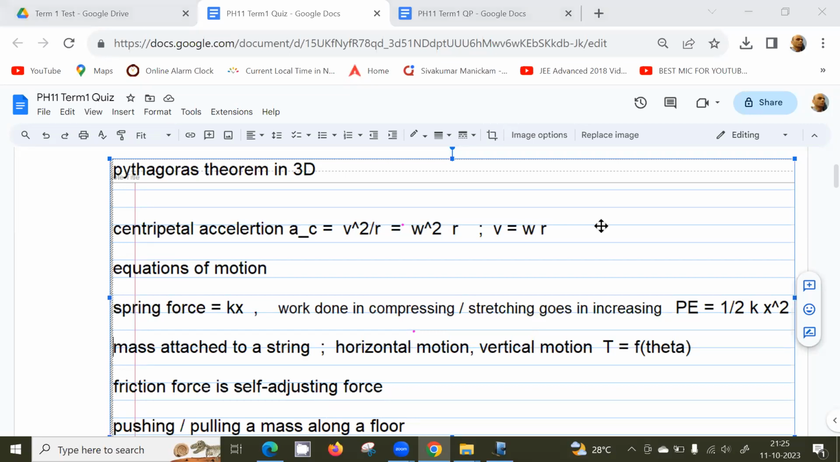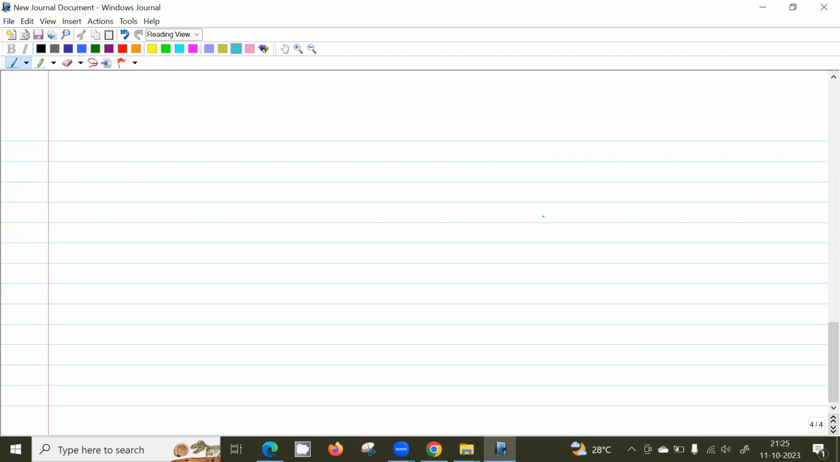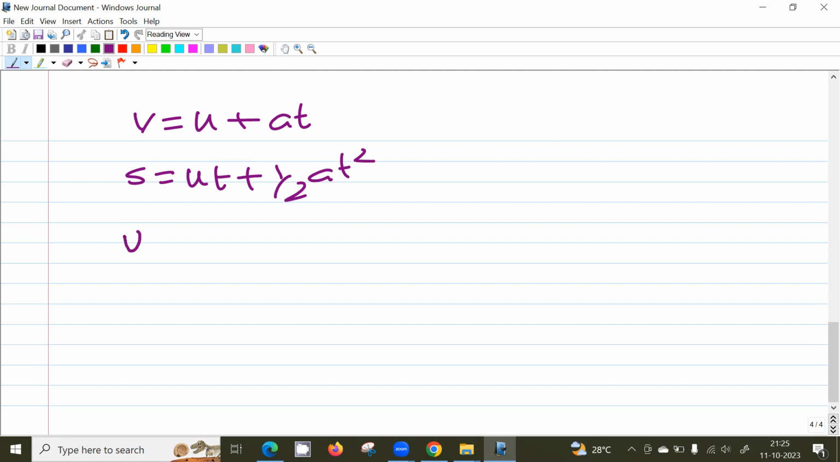Okay, next are the equations of motion, in this third chapter, straight line motion. So how many equations of motion are there? Three of them, right? V equal to U plus AT. The second one is S equal to UT plus half AT square. And the third one is V square equal to U square plus 2AS.